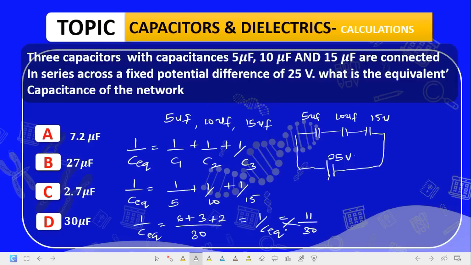Now to get your equivalent, you cross multiply. This becomes 11 times C equivalent is equal to 1 times 30. So 11 C equivalent is equal to 30. To get C equivalent, divide both sides by 11. Therefore, your C equivalent will be 30 divided by 11. And that will give us 2.7. So our final answer is 2.7 microfarad, and that is option C, 2.7 microfarad.